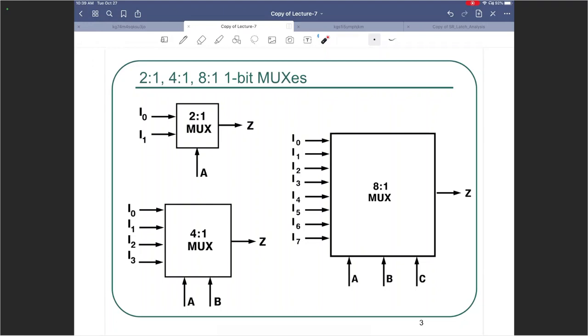So Ajit asks a question. So muxes are usually in powers of 2. Absolutely right. 2-to-1, 4-to-1, 16-to-1, 32-to-1, and so on.